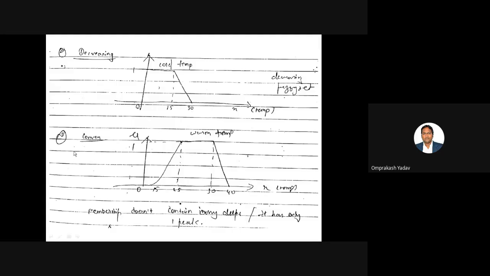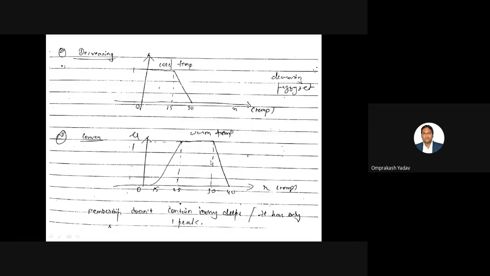If you see the next one, it's a convex fuzzy set. In convex fuzzy set, this is an example of warm temperature. I'm assuming that warm temperature is between 25 to 30 degrees centigrade. It's up to you, whatever you want to put over there. But I'm assuming from 25 to 30. And before that, it's cold, and after that, it will become hot. So this is basically a trapezoidal shape.